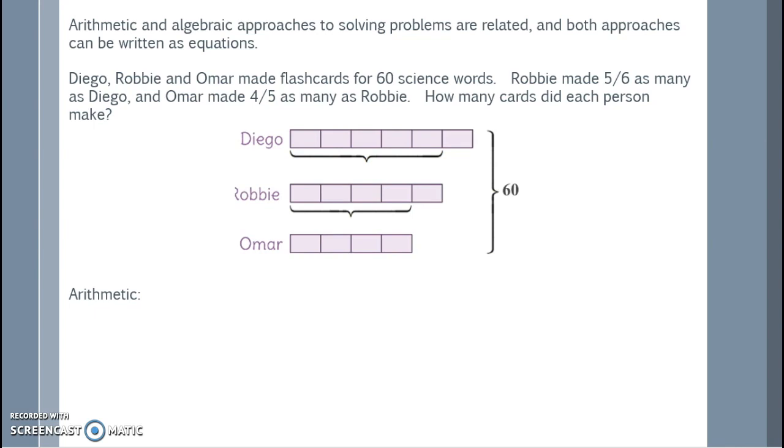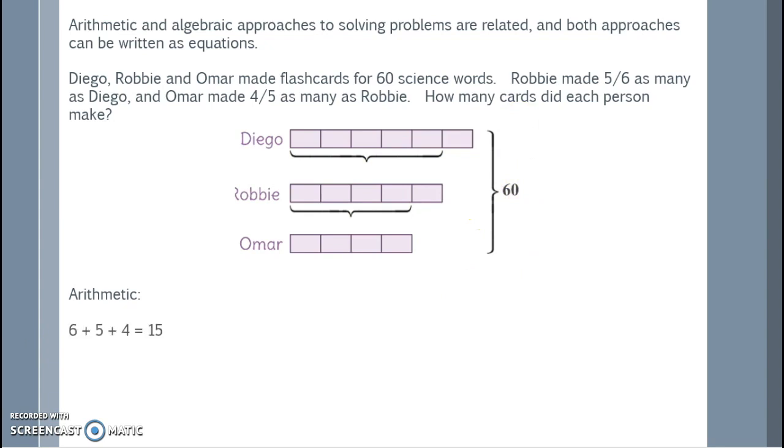So let's start with Diego, Robbie, and Omar. So Diego made 5 out of 6. Okay, so Robbie made 5/6 as many as Diego. Omar made 4/5 as many as Robbie. So Diego has 1, 2, 3, 4, 5, 6. Robbie has 1, 2, 3, 4 fifths, and Omar has 1, 2, 3, 4. So it kind of builds this little tape diagram. And altogether they had 60.